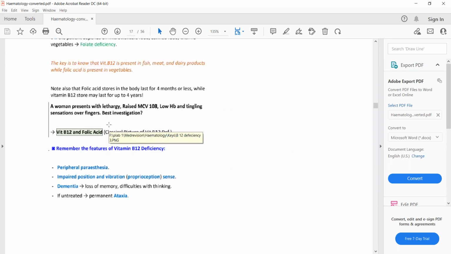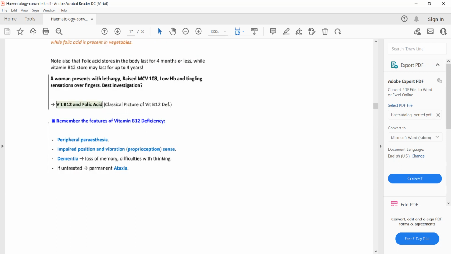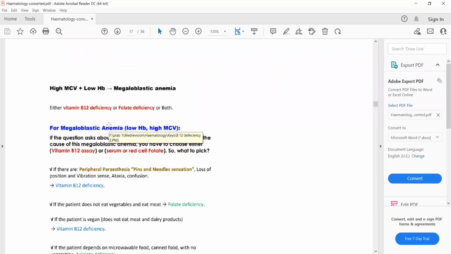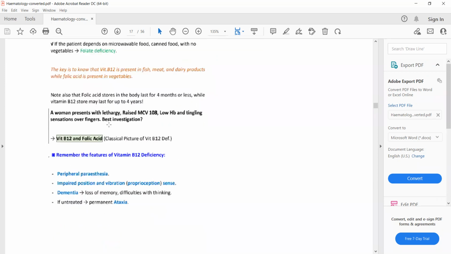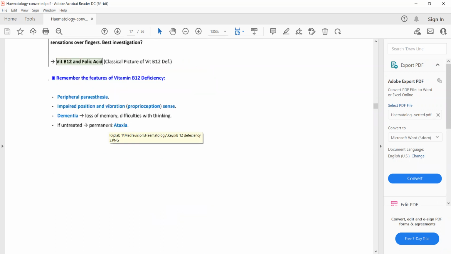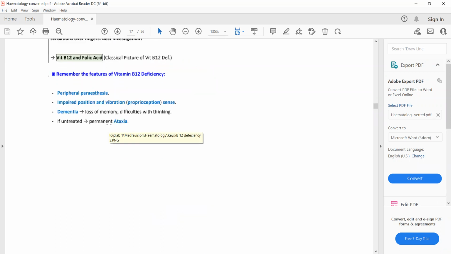A woman presents with lethargy, raised MCV, low HB, and tingling sensation over fingers. What is your diagnosis? B12 or folic acid? B12. Yes, B12 deficiency because of the tingling sensation, but they are asking about the best investigation. So our answer will be B12 and folic acid levels, because both of them can be present simultaneously. So that's why you need to check both B12 and folic acid levels.